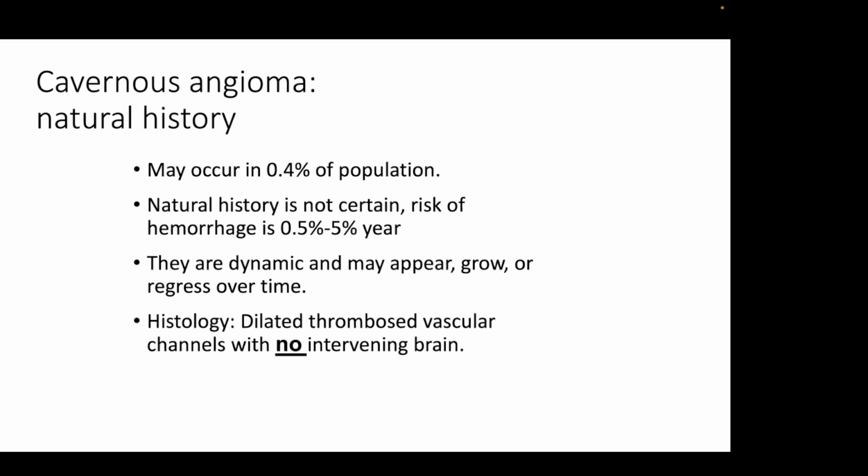In terms of natural history, this is a problematic area because in terms of recommendations for surgery, you need to know the natural history, but it's actually not particularly certain, and you'll see a range of values in terms of risk of hemorrhage, almost a 10-fold range from 0.5% to 5%. They are dynamic. You'll see them grow. You'll see them regress. They can cause headaches that come and go. But again, the histology of these is dilated thrombosed vascular channels with no intervening brain.